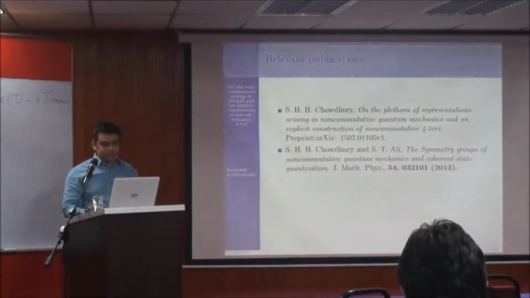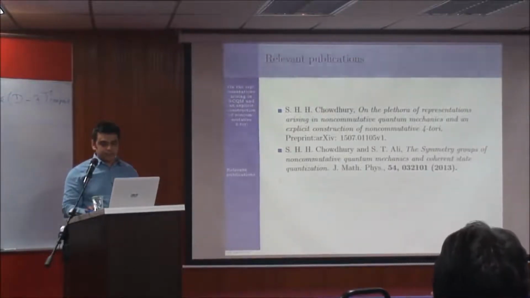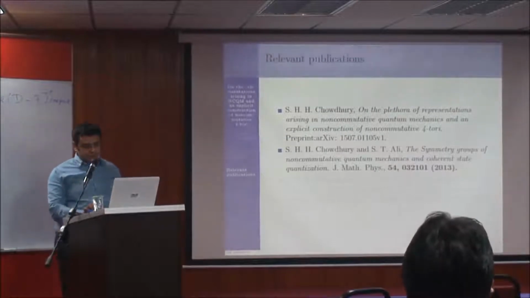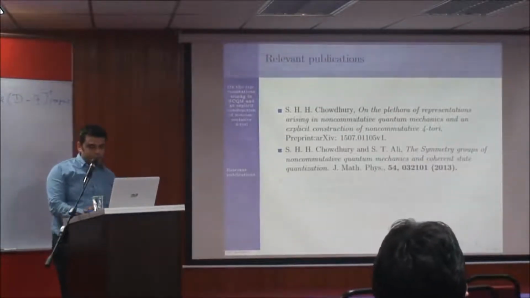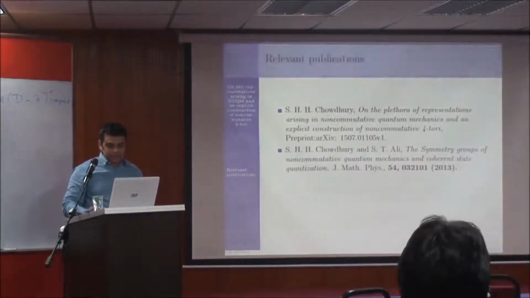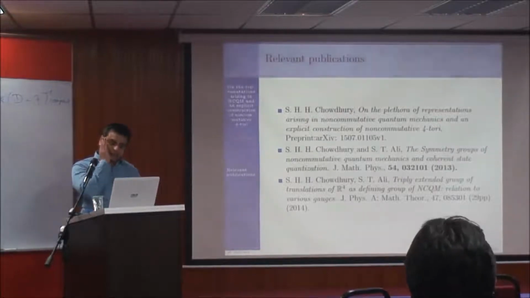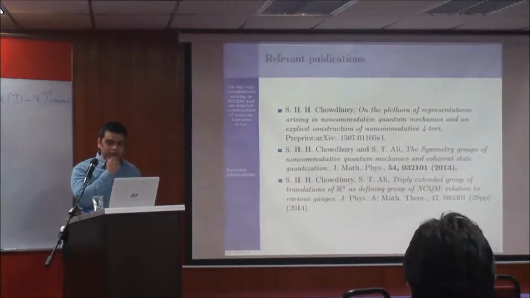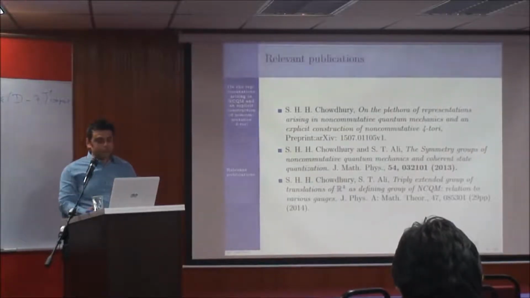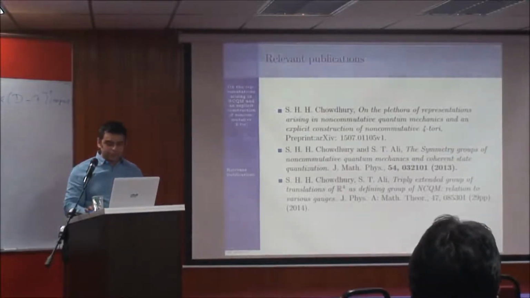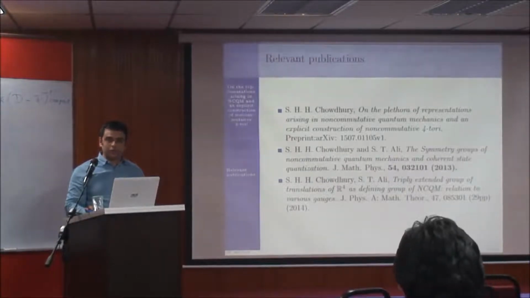And based on some previous publications with myself and Professor Ali sitting in the audience, the symmetric groups of non-commutative quantum mechanics and coherent state quantization, which was published in Journal of Mathematical Physics, and the other one is a paper in Journal of Physics A titled Triply Expanded Group of Translations of R4 as Defining Group of NCQM relation to various ages. So the third paper is very important for this discussion because all the unitary reducible representations will follow from the computation from the third paper.